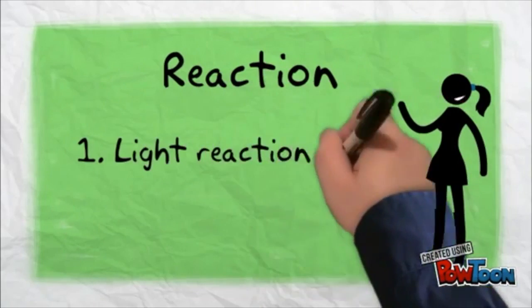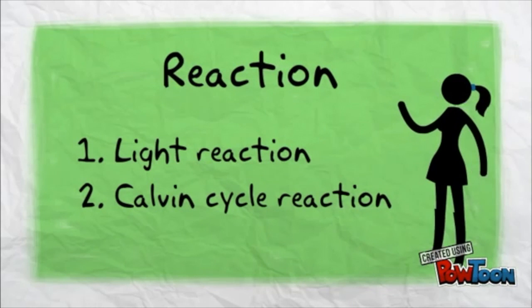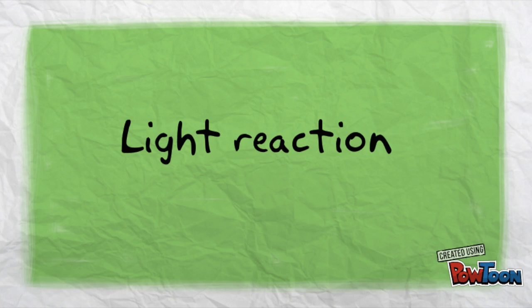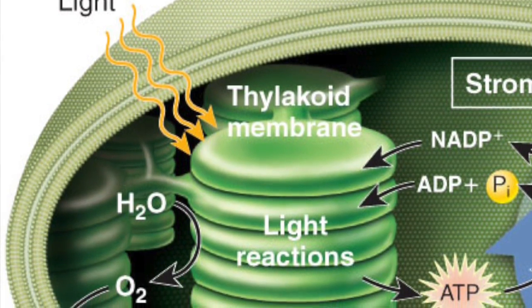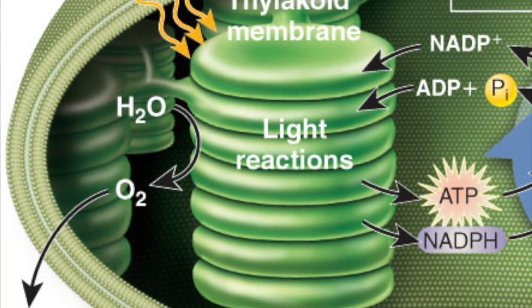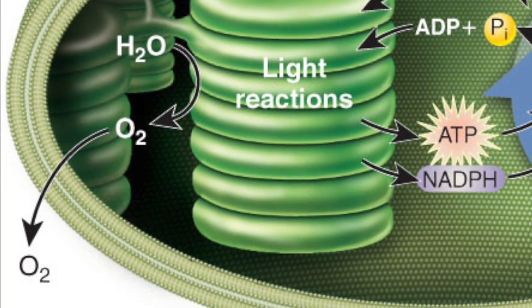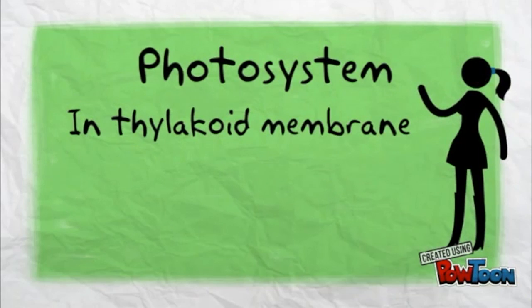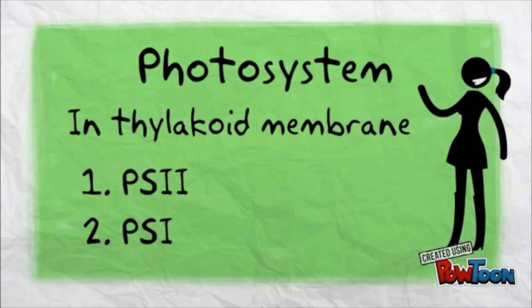In photosynthesis, we have two reactions, the light reaction and the Calvin cycle reaction. In the light reaction, the pigment absorbs the solar energy to produce ATP and NADPH. Also, the water is oxidized into O2. Photosystems occur in the thylakoid membrane. We have photosystem 2 and photosystem 1.